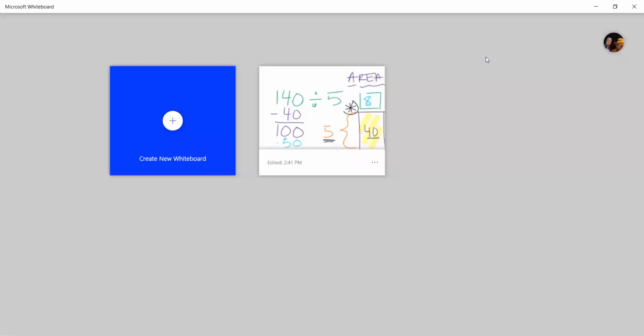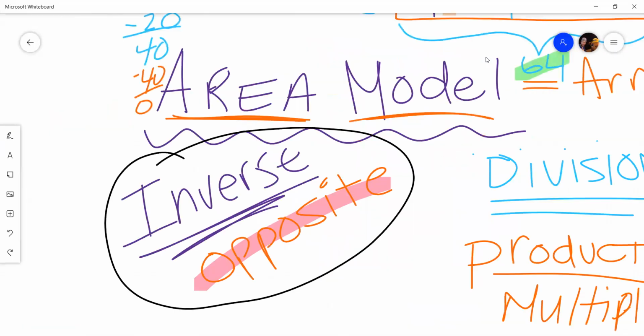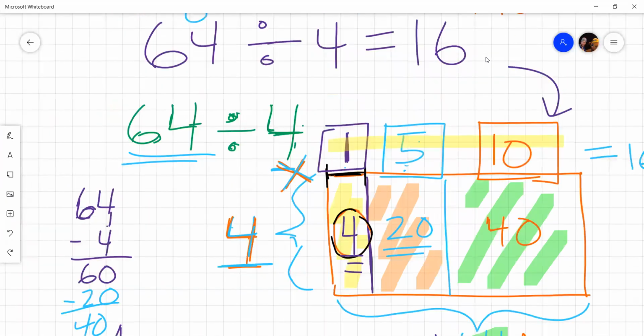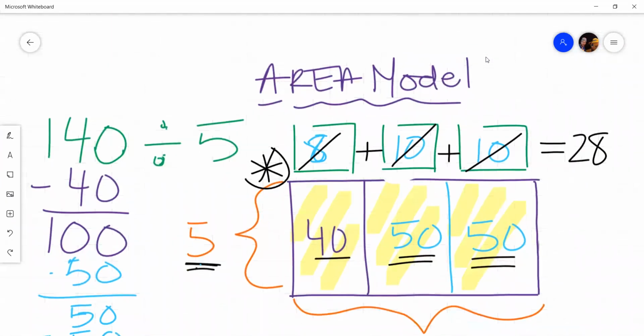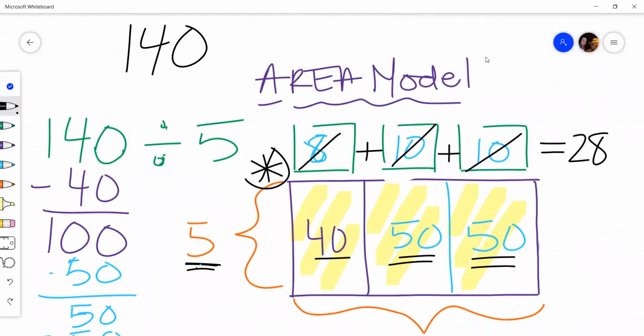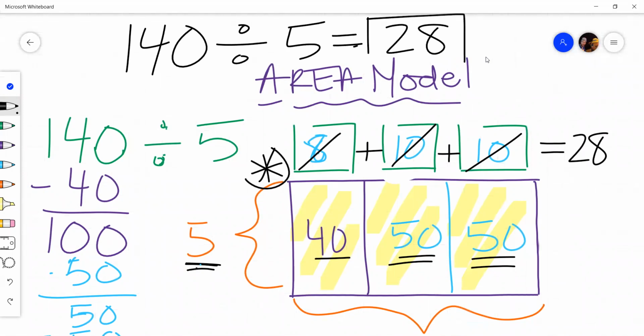So there we have it. When we take 140 and we divide it by 5, we get 28.